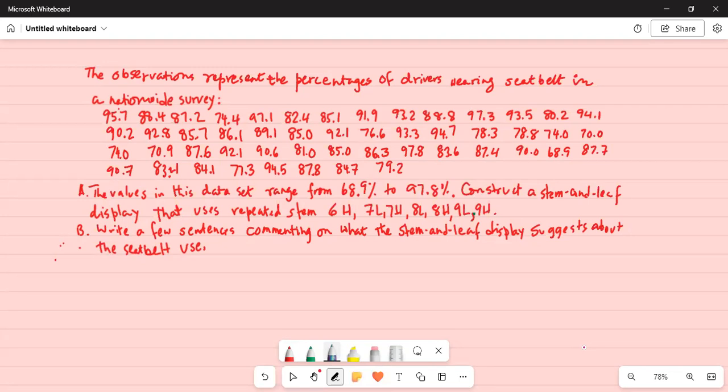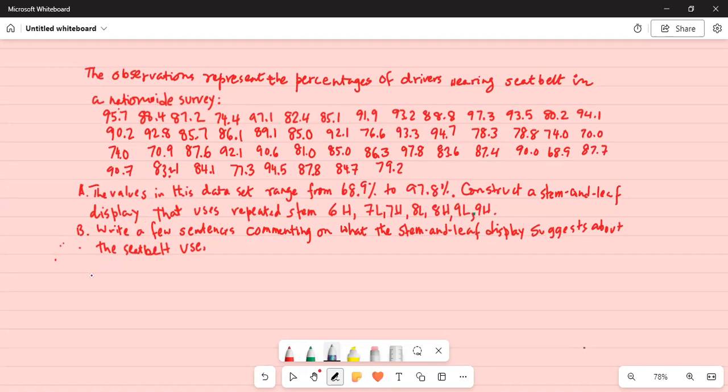The observations represent the percentages of drivers using seatbelts in a nationwide survey. The values in this data set range from 68.9% to 97.8%. Construct a stem and leaf display that uses repeated stems 6H, 7L, 7H, 8L, 8H, 9L, and 9H. Write a few sentences commenting on what the stem and leaf display suggests about the seatbelt use.